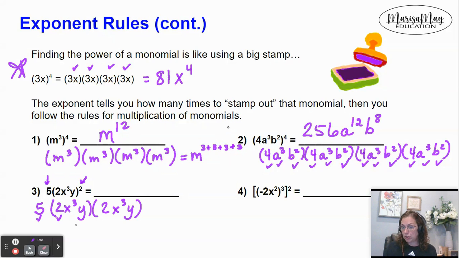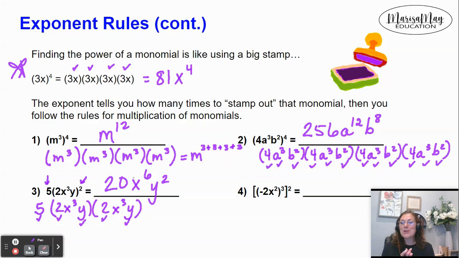Okay, now let's multiply the numbers in front. 5 times 2 is 10, times 2 again is 20. Now you can add your exponents. X to the third plus another 3 gives you x to the sixth. And now you've got y times y, which is y to the second. All right, so see how we added that layer of that number 5 in front?